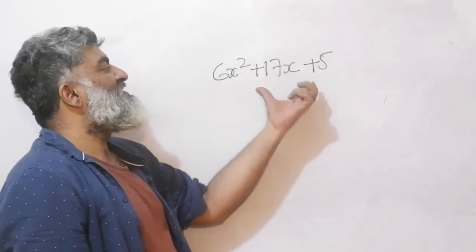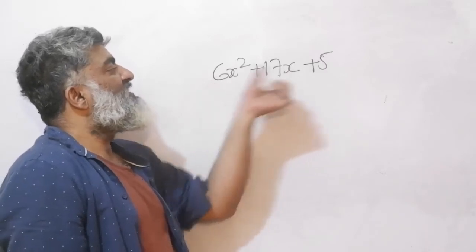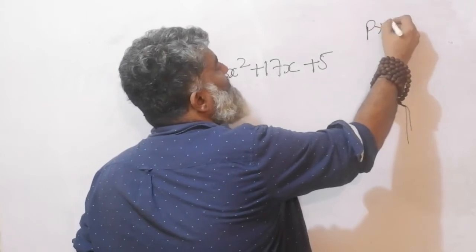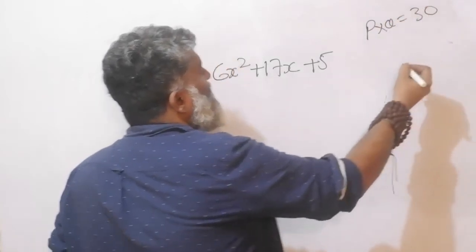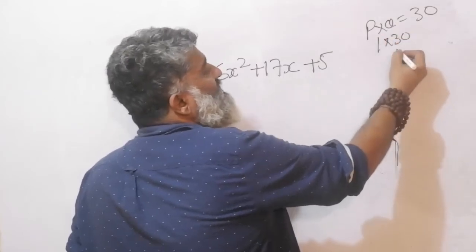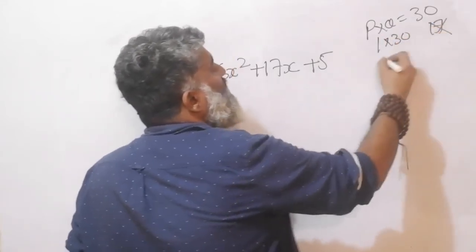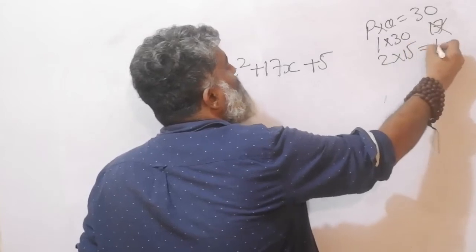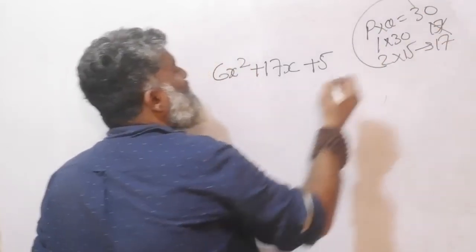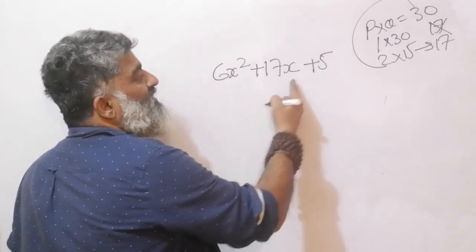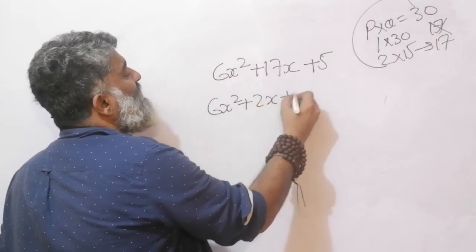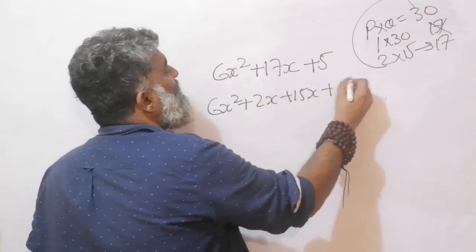So 6x square plus 17x plus 5, 6 into 5, 30. So I'm thinking of two numbers where the product is 30 and the sum is 17. So start thinking, 1 into 30, sum is not 17, right? 2 into 15, oh wow, I'm so lucky. 2 into 15 is 30, and the sum is equal to 17. So this works for me. So 2 and 15, so 6x square plus 2x plus 15x plus 5.